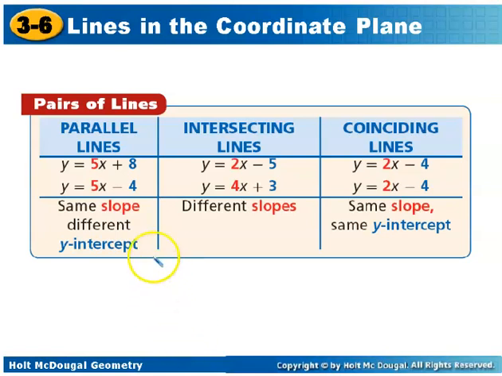So parallel lines are going to have the same slope, but they'll have a different y-intercept. If they're just intersecting lines, they have different slopes completely. And if they're coinciding or they're the same line, notice the slopes are the same and the y-intercepts are the same.